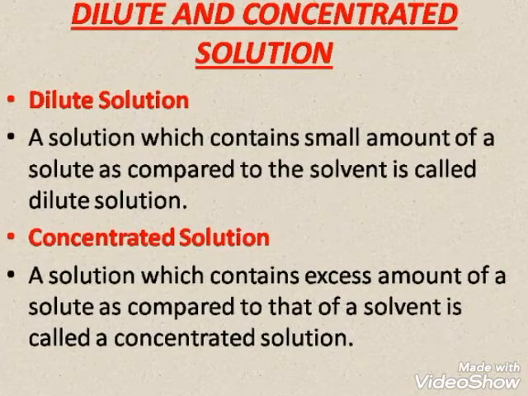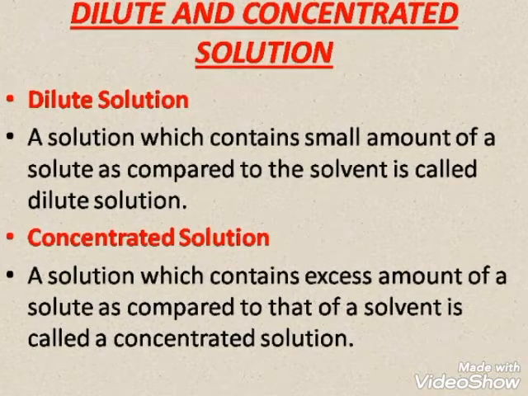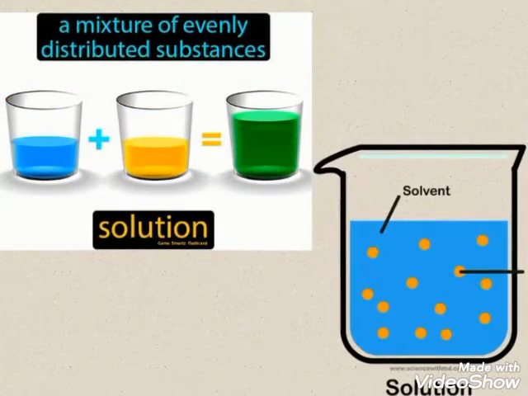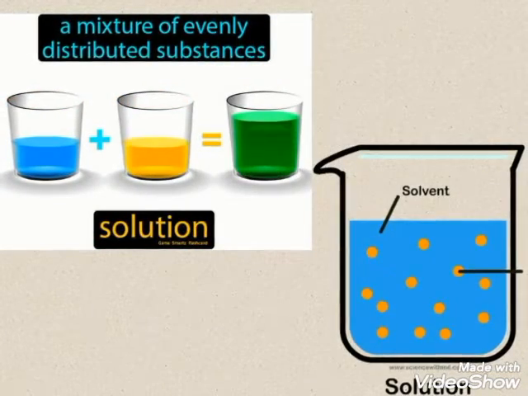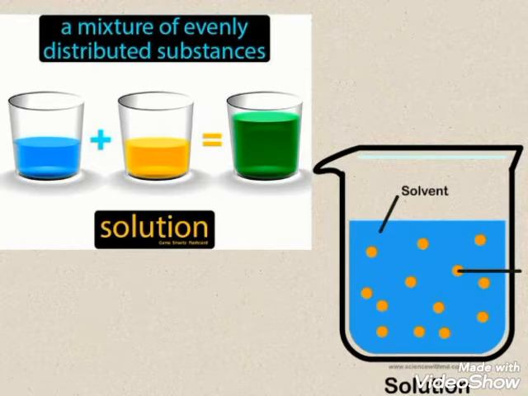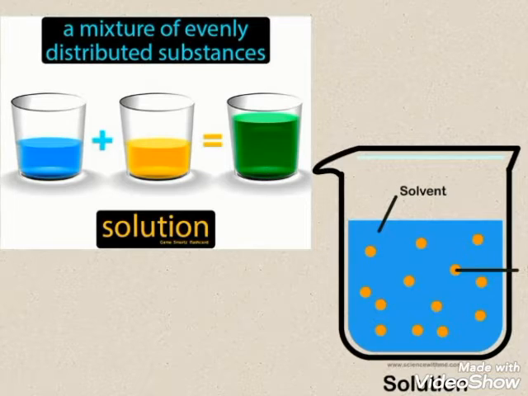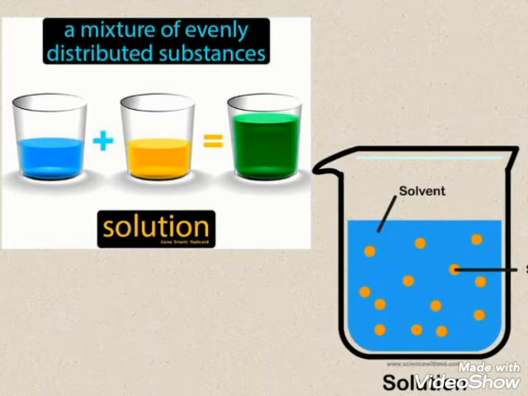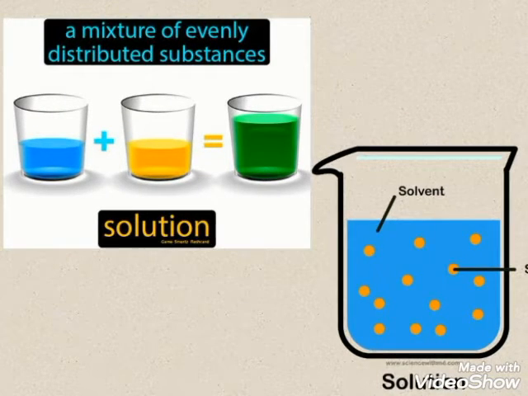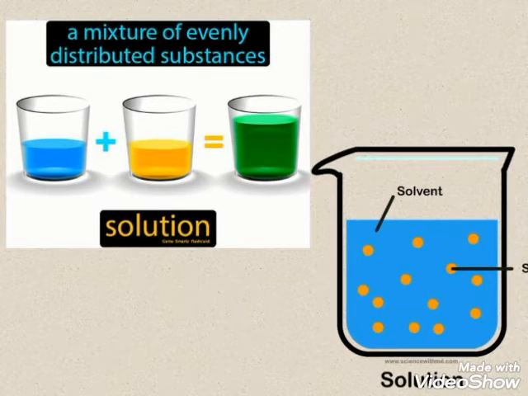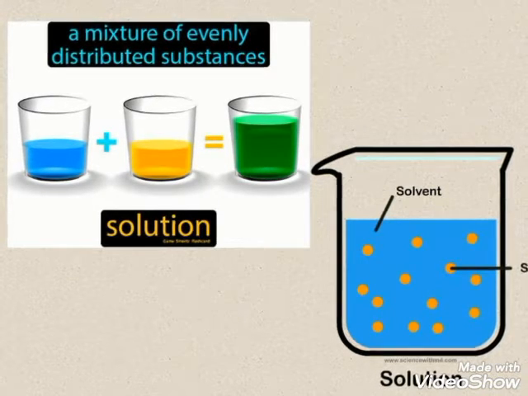We can prepare solutions of different concentrations in the laboratory by mixing different amounts of solute in different volumes of solvent. If we mix two different components, then we get a final solution whose composition depends upon the amount of solute and the amount of solvent. As you all know, a solution is a mixture of a solvent and a solute.